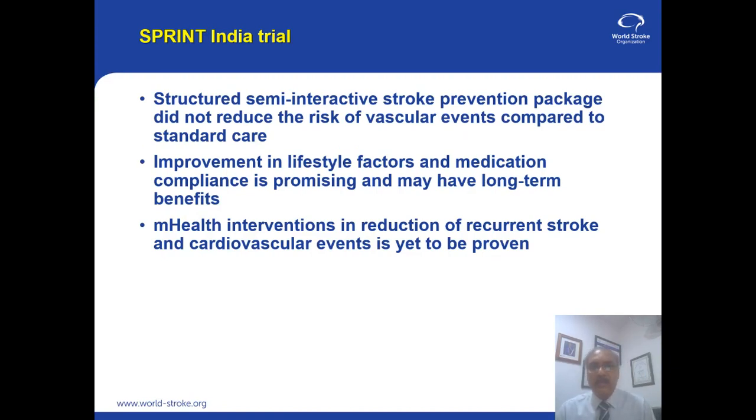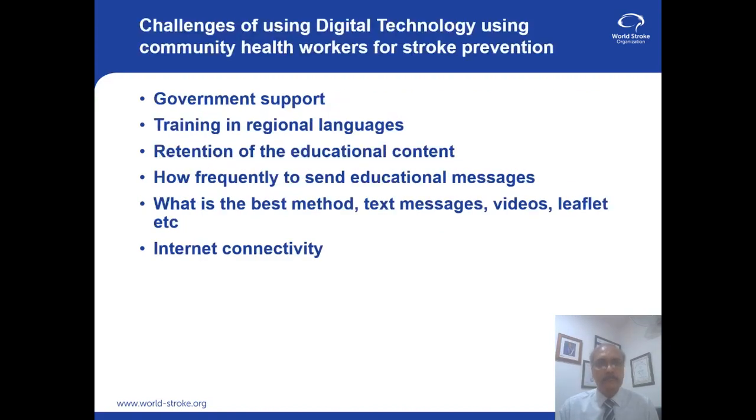So the structured semi-interactive stroke prevention package did not reduce the risk of vascular events compared to standard care. Improvement in lifestyle factors and medication compliance is promising and may have long-term benefits. The role of mHealth interventions in the prevention of recurrent stroke and cardiovascular events is yet to be proven.